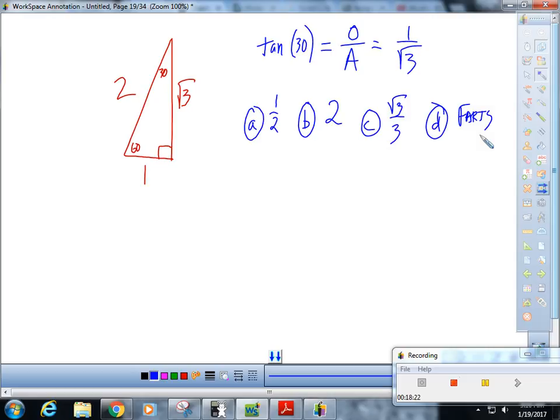So, which one is it? It is C. Very good, Brenna. You see what they did? They rationalized the denominator. They multiplied by radical 3 over radical 3. And what's 1 times radical 3? And what's radical 3 times radical 3? Radical 9, and radical 9 is? Okay? That's why that's important for the short term. Boom?